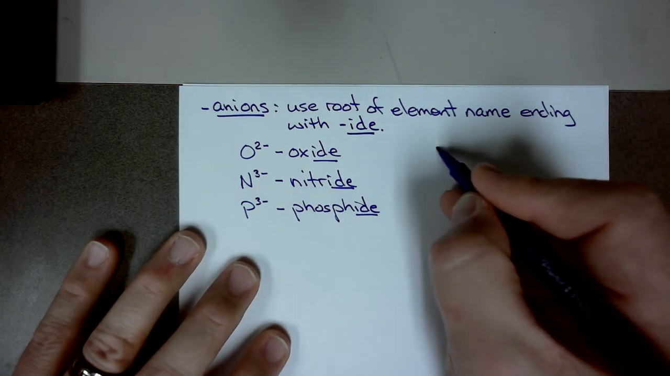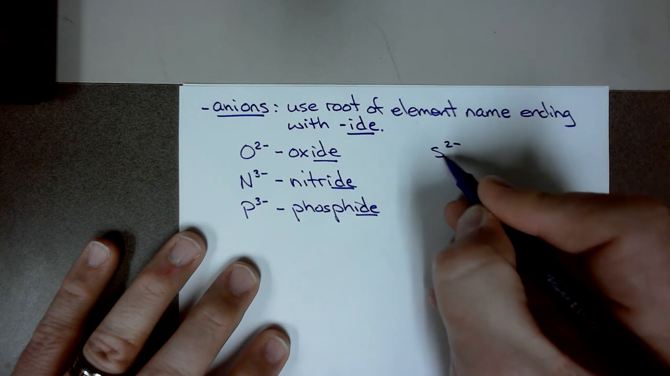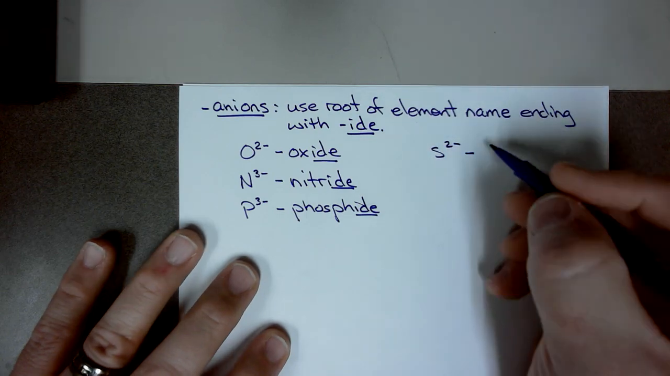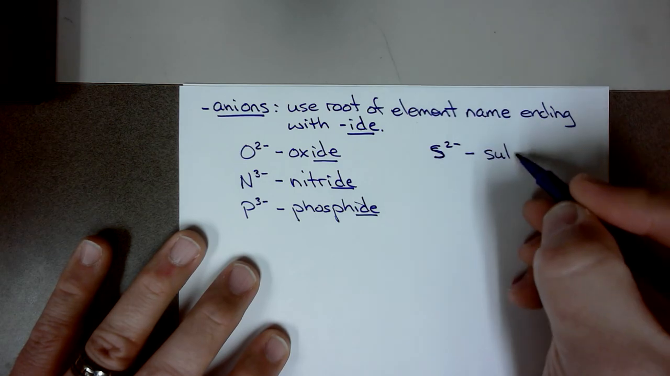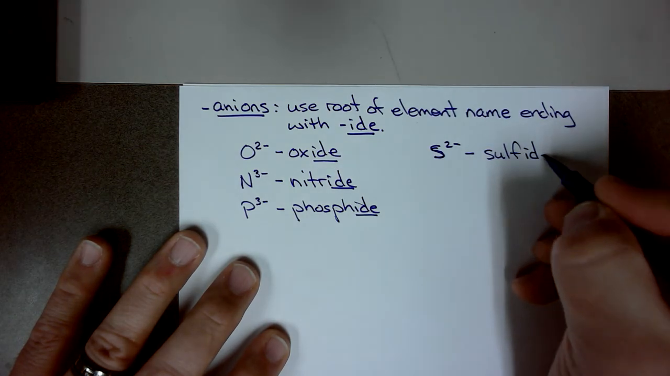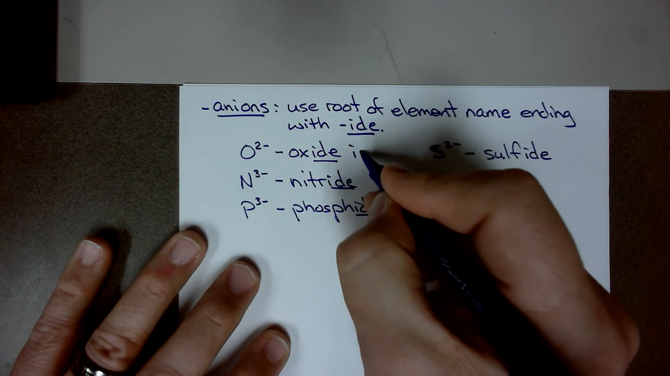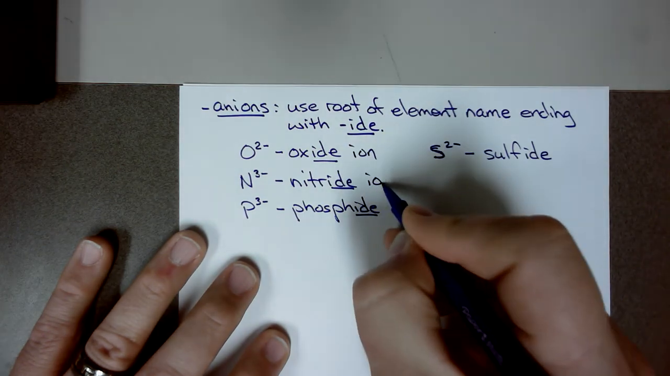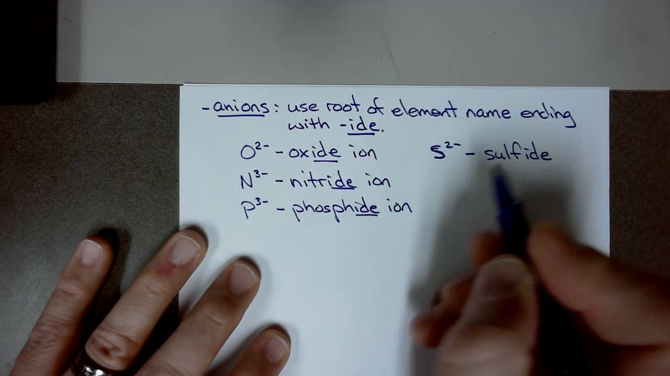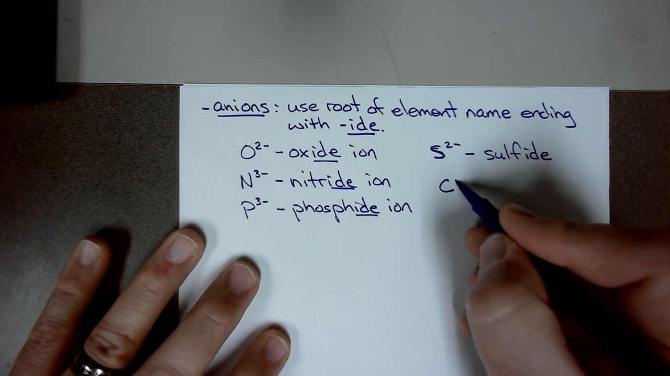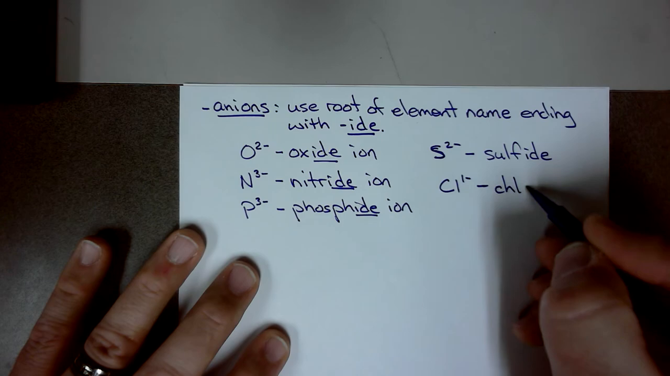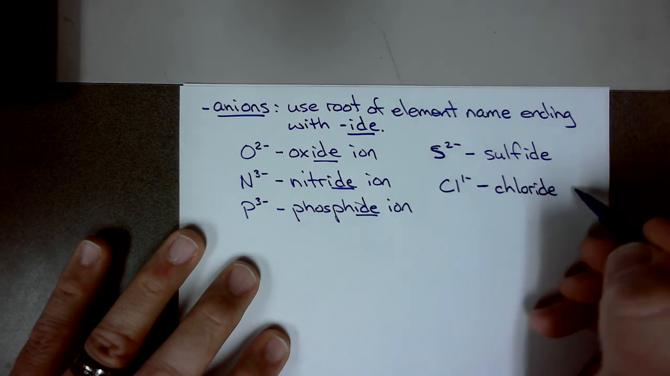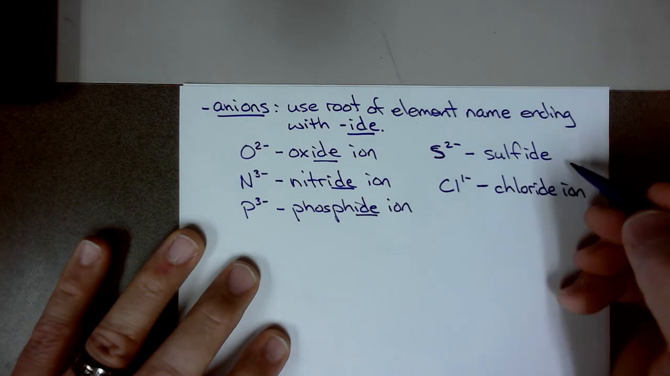Again, if I have S2-, this would be not sulfuride, but sulfide ion. Oh, I forgot the word ion, so it's ion, ion, ion. And last, we'll look at Cl1-, this would be chloride ion. Okay, so those are the names of the ions.